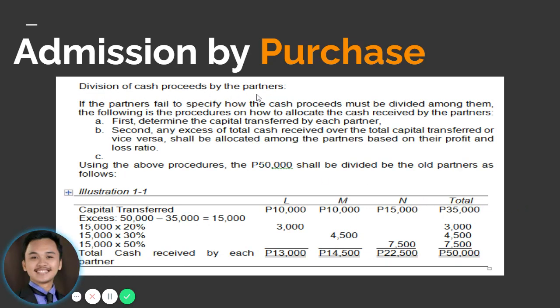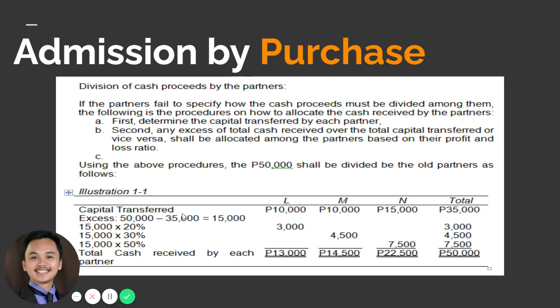So, division of cash proceeds by the partners: for example, how are they going to divide that 50,000? If the partners fail to specify how the cash proceeds must be divided among them, the following is the procedure on how to allocate the cash received by the partners. Earlier, there was a 50,000 payment made by O to the existing partners for a 50% interest. First, determine the capital transferred by each partner, and then second, any excess of total cash received over the total capital transferred, or vice versa, shall be allocated among the partners based on their profit and loss ratio. Using the above illustration, the 50,000 shall be divided to the old partners as follows.